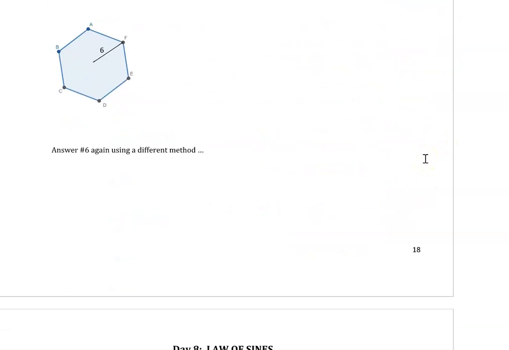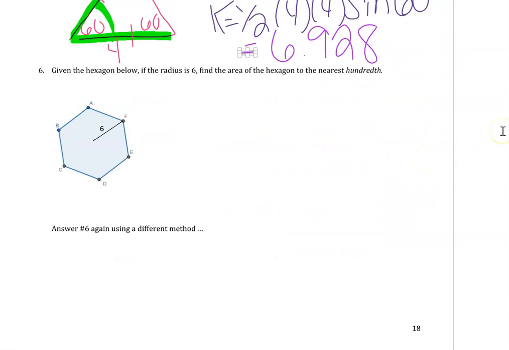All right. So next and last question of our notes is how to find the area of our hexagon, which you guys are seeing below. So they're telling us that the hexagon has a radius of 6. We want to find the area of the hexagon to the nearest hundredth.